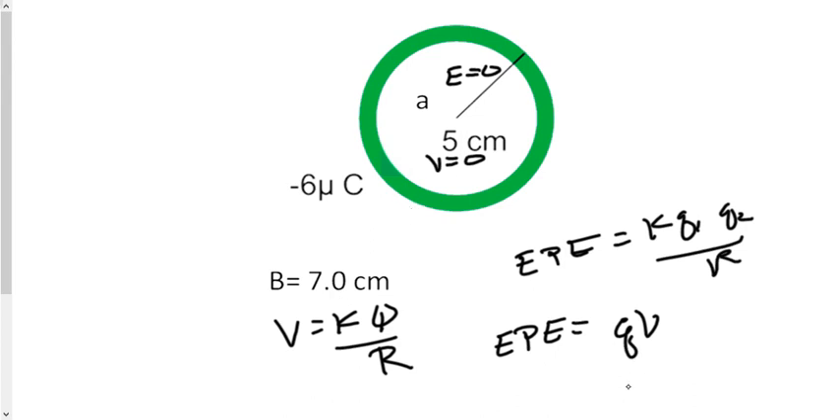Now, what charge is involved here? Well, let's say I want to move a proton, so that'll be 1.6 times 10 to the minus 19 coulombs. And that's how you deal with work done, voltage, and electric field on point charges.